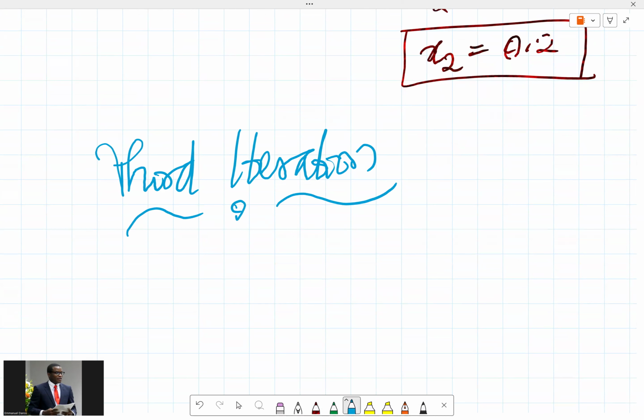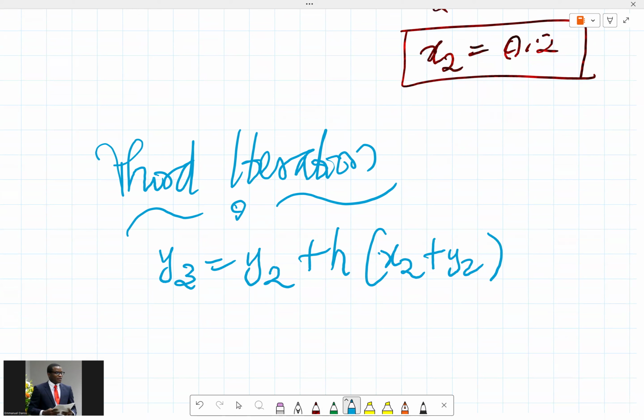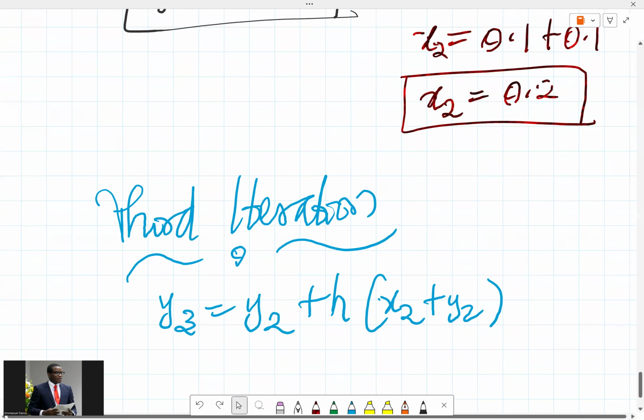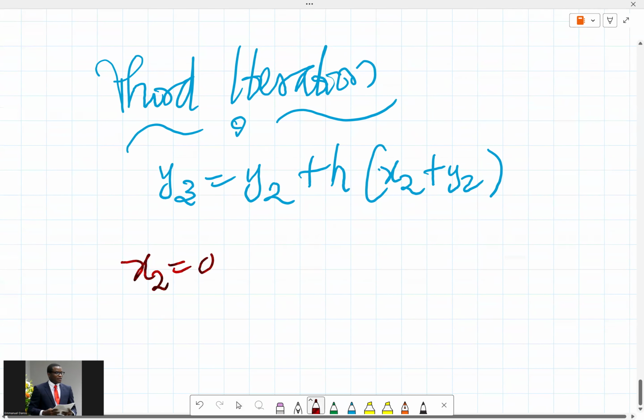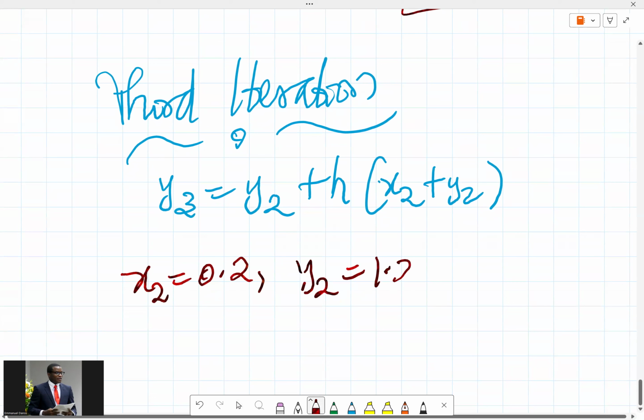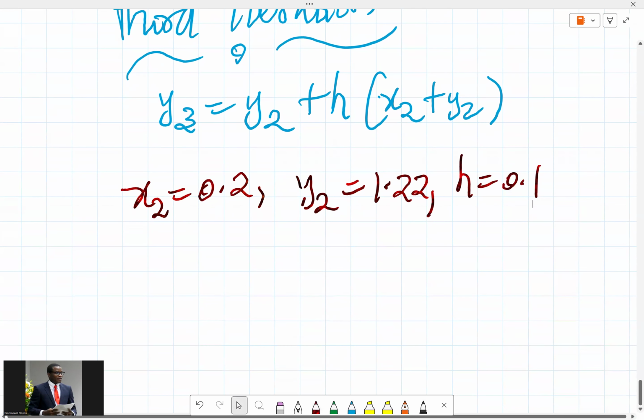So for the third iteration, we need y3. So y3 is equal to y2 plus h into x2 plus y2. X2 now is 0.2. Y2, we just got that from the second iteration, that's 1.22. H doesn't change, that's 0.1. So we move on to the third iteration.